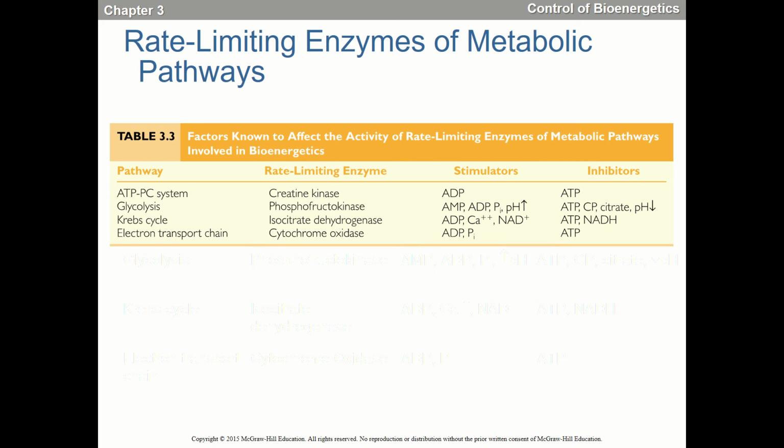Now citrate, something interesting here. Citrate is in the citric acid cycle, the Krebs cycle. Whenever we're going through the Krebs cycle too quickly, we actually start exporting citrate out of the mitochondria into the rest of the cell. And that citrate will bind to a certain part of PFK and slow it down.